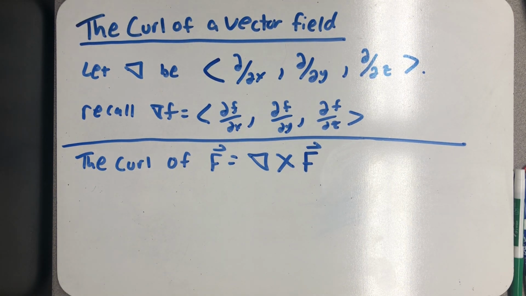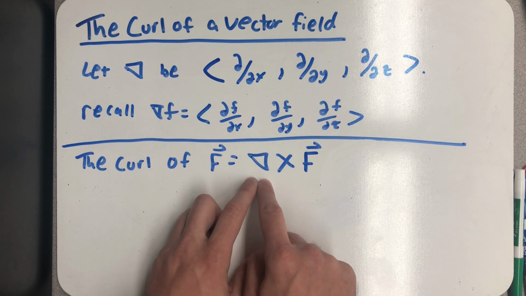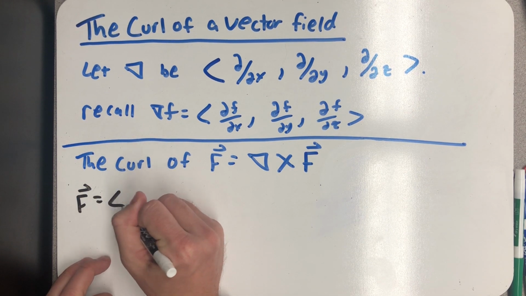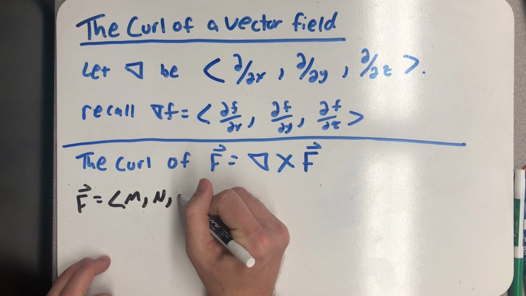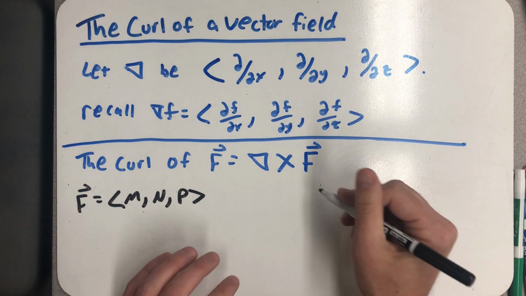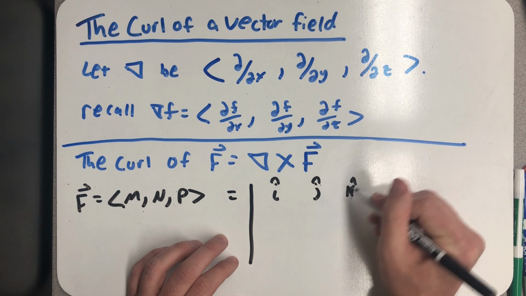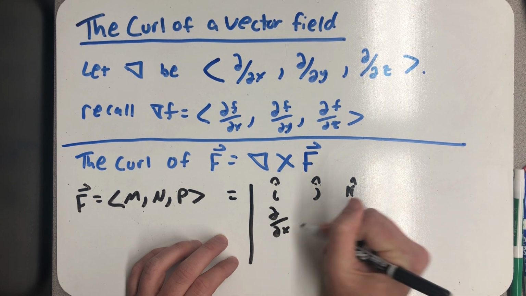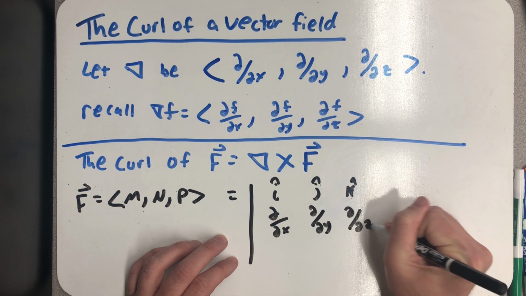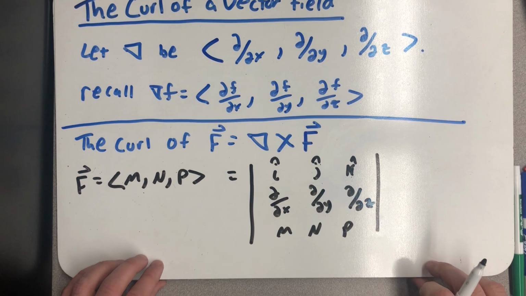To define the curl of the vector field F, I define it to be del cross F. So if I let F be a vector field, and it can be the vector field M, N, P, well then this cross product is simply this, where I use the vector differential form of del in this middle row, and then M, N, and P, and now I calculate this cross product.